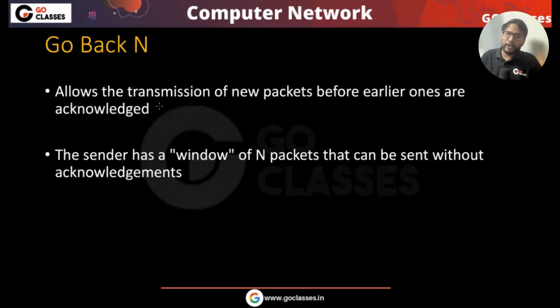I will tell you the working of go back n, but before that, let me tell you one or two theoretical points. It allows the transmission of a new packet before earlier ones have been acknowledged, which is a general idea of sliding window, which means you can send multiple packets before this packet has been acknowledged.